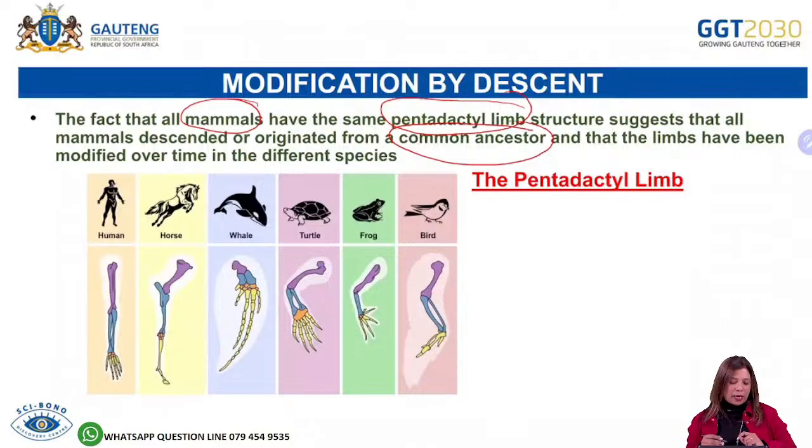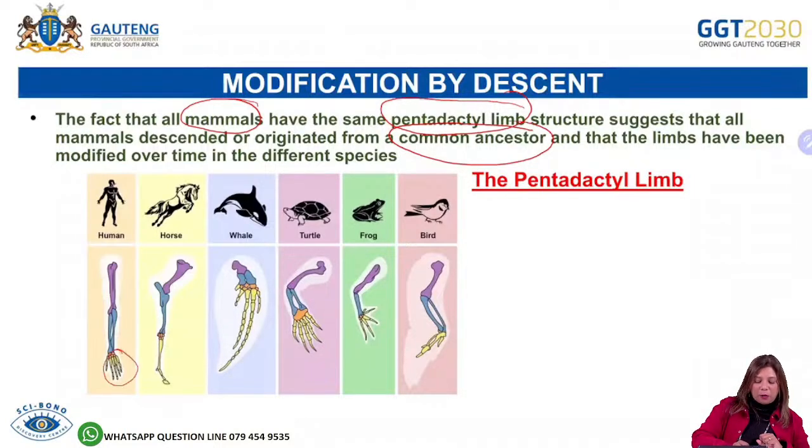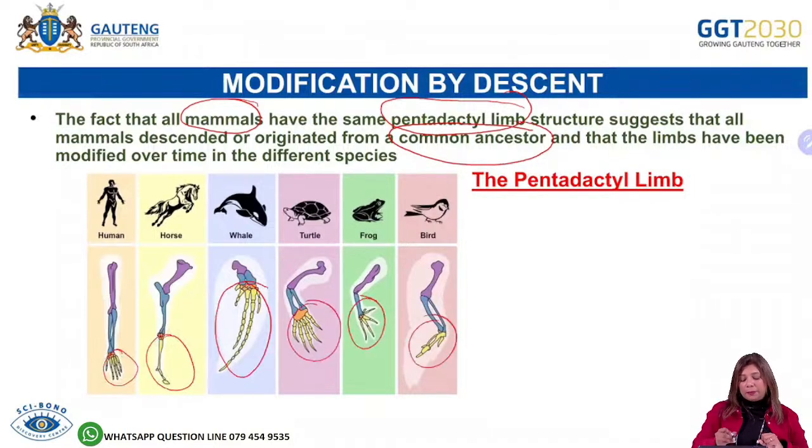If you look at this diagram, you can see, we are not lying to you, grade 12s. You will see the pentadactyl limb structure. So there you go, in the human arm, in the horse, in the whale, in the turtle, in the frog, and in the bird.